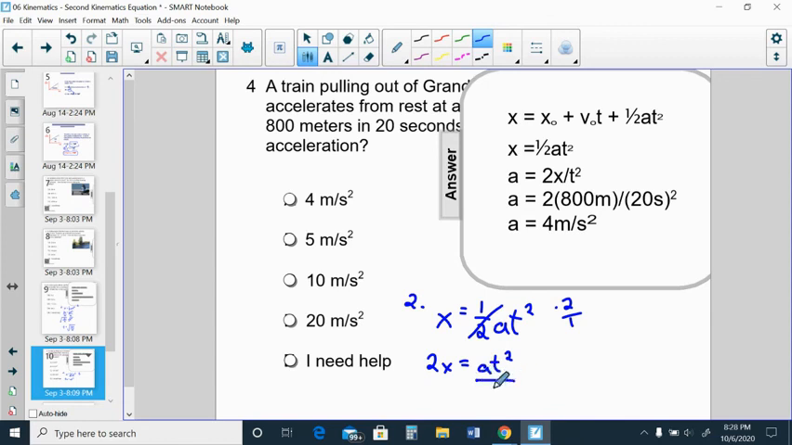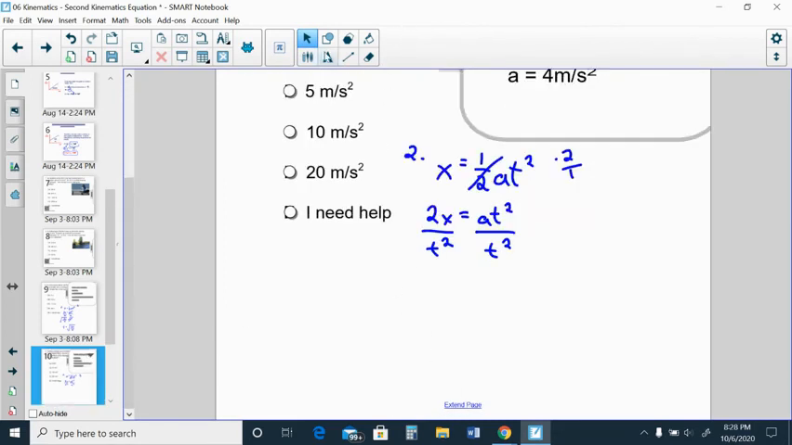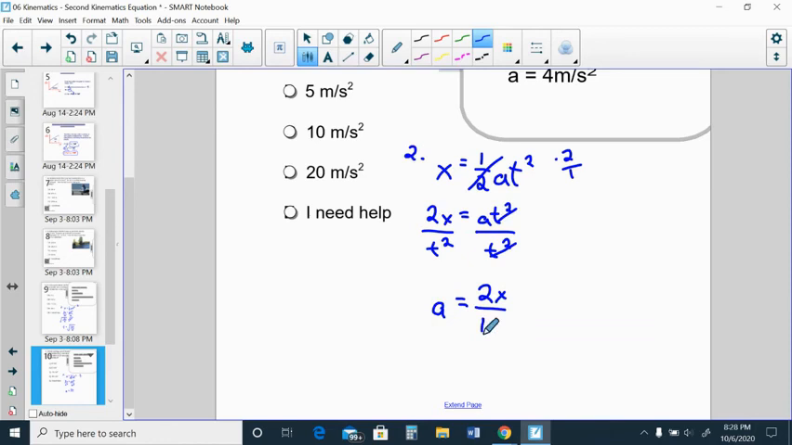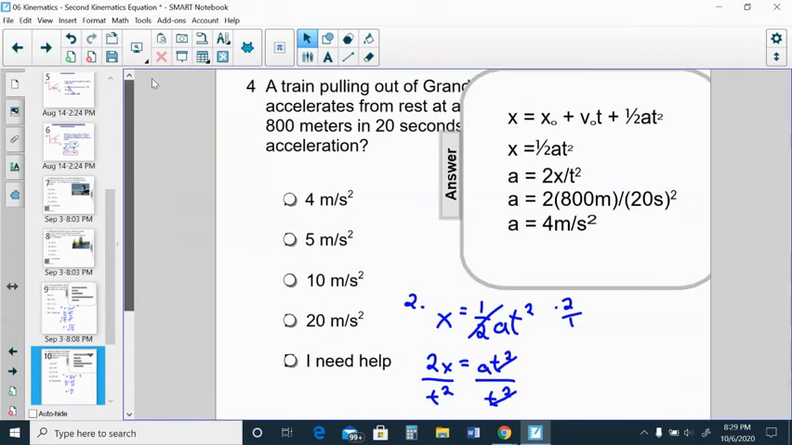Then we want the time to be on the other side as well. Time squared. We can just divide on both sides. So you end up with acceleration is equal to 2 times displacement divided by time squared. So that is the rearrangement that you see up here. Plug in your numbers, and you should get 4 meters per second squared.